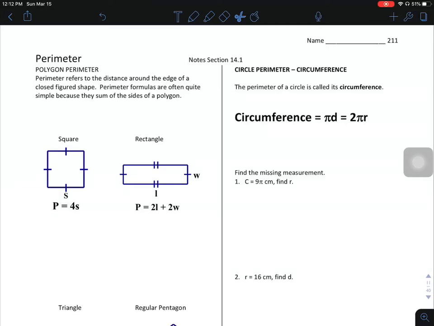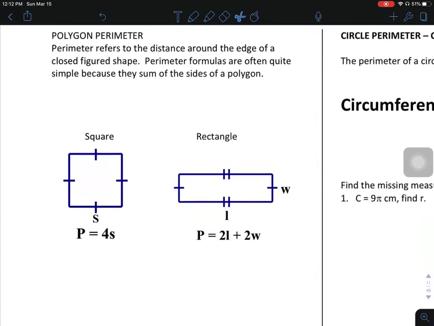This is Honors Geometry, section 14.1, and we are talking about perimeter, or perimeter, as they say in the States. Perimeter refers to the distance around the edge of a closed figure. Perimeter formulas are often quite simple because they sum the sides of the polygon. Often does not mean always.